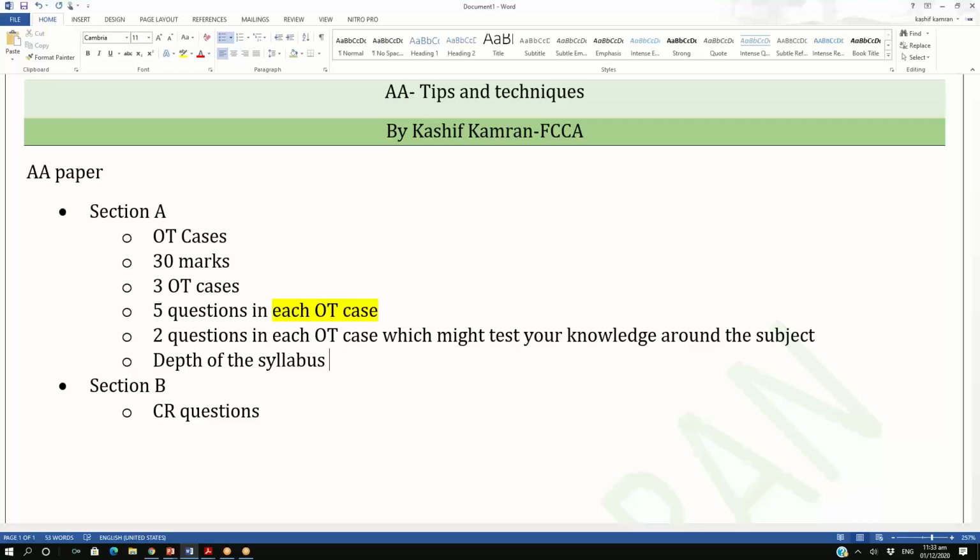Now, in terms of the depth of the syllabus, you should have covered the entire syllabus, because you are never sure on which syllabus area your examiner will give you the OT cases. You should be very good on the core syllabus areas, like ethics, audit risk, the fundamentals of planning, and your audit procedures, be it the substantive procedures or the test of control procedures.